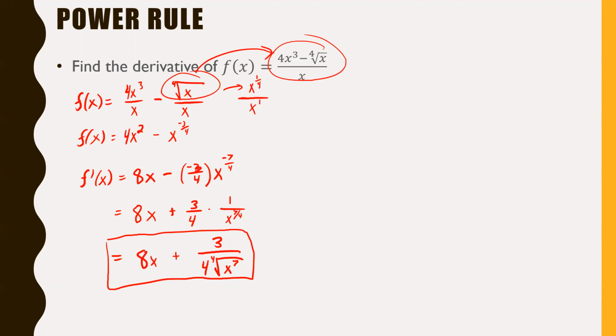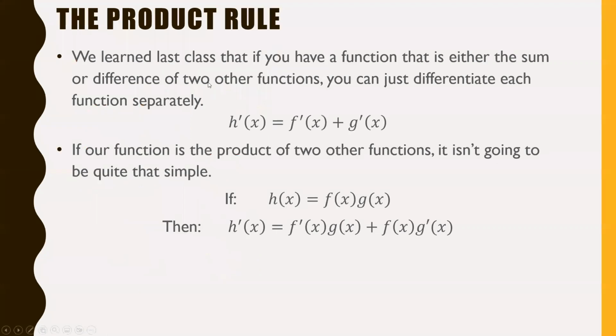This is about as tough as these kinds of questions get, at least at this point in this course, but it is something that we might be expected to deal with at some point. Anyway, let's keep on going. The product rule, we're just going to jump right into this today, because it is that important. We learned last class that if you have a function that is either the sum or difference of two other functions, you can just differentiate each function separately.